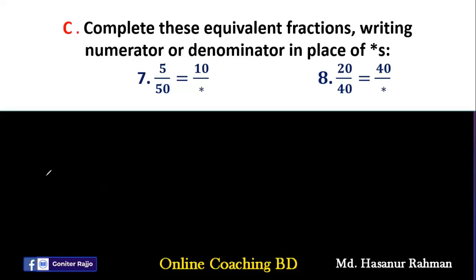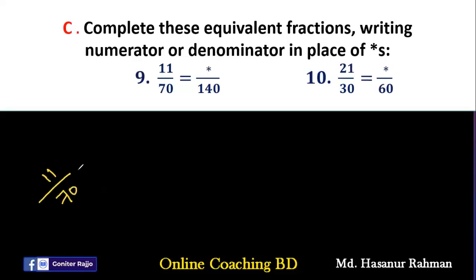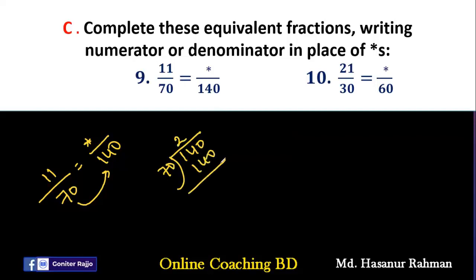Number 9 says 11 divided by 70 equals star divided by 140. So we have to think about the denominator right now. If we divide 140 by 70, it will be 2, since 70 twos are 140. That means we are multiplying this 70 by 2. So if we multiply this denominator by 2, then we have to also multiply the numerator by 2. 11 twos are 22. So the missing number of number 9 is 22.